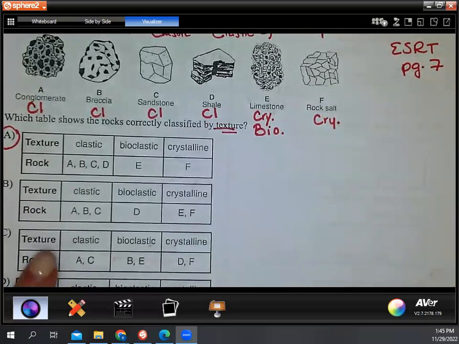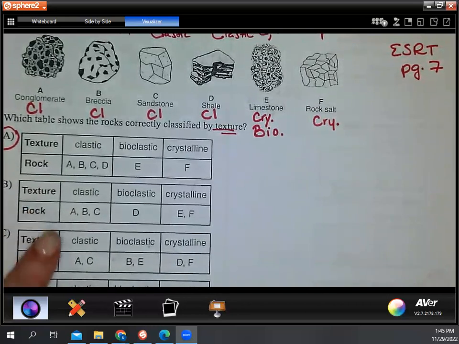And then I'd see which table has those correctly identified. So A, B, C, and D should all be in the clastic column. Just by going there, the only choice that works is A.